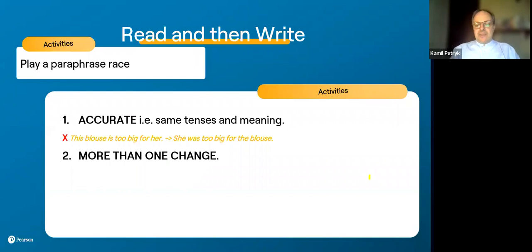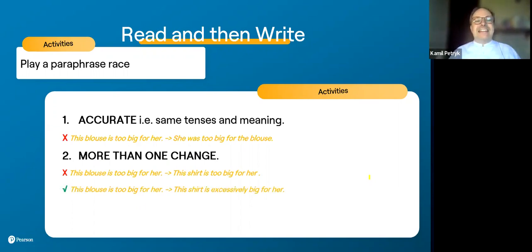Rule number 2, there must be more than 1 change in a sentence. If you change this blouse is too big for her into this shirt is too big for her, this is just 1 synonym, blouse and shirt, so just 1 change. It's against the rules. There must be at least 2 changes in the sentence. So for example, this blouse is too big for her changes into this shirt is excessively big for her.